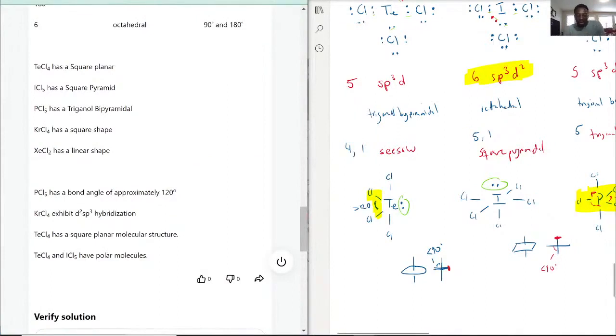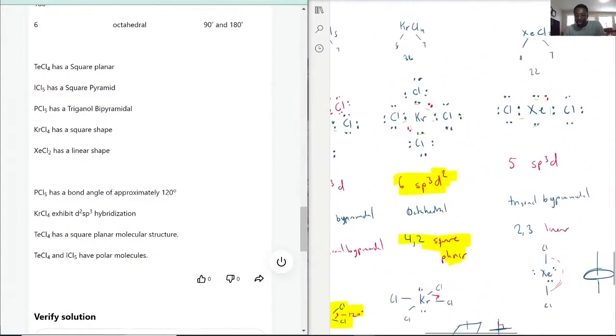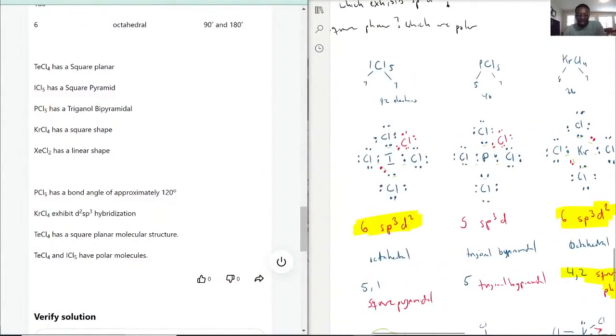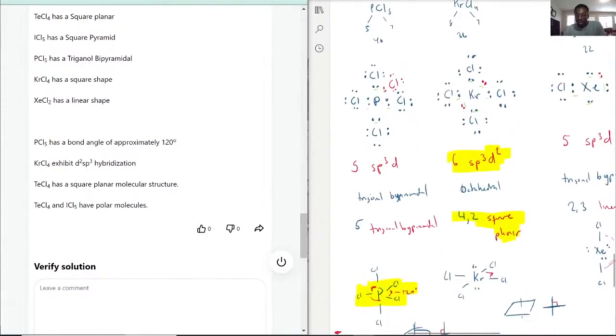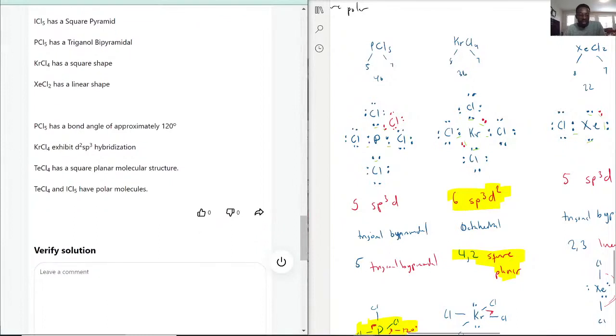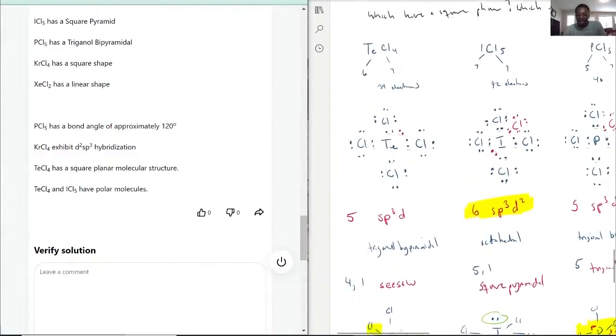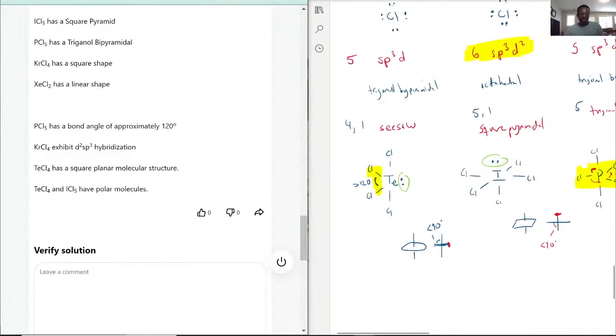KrCl4 exhibits that sp3d2 hybridization, but not only is it KrCl4, it's also ICl5. And TeCl4 has square planar. That is correct. And whoops, no, that is not correct. It's the KrCl4, so that's incorrect. And TeCl4 and ICl5 are polar. That one is actually correct because of the lone pairs that don't cancel each other out. So overall, this is incorrect. This is, I'll say, partially correct.